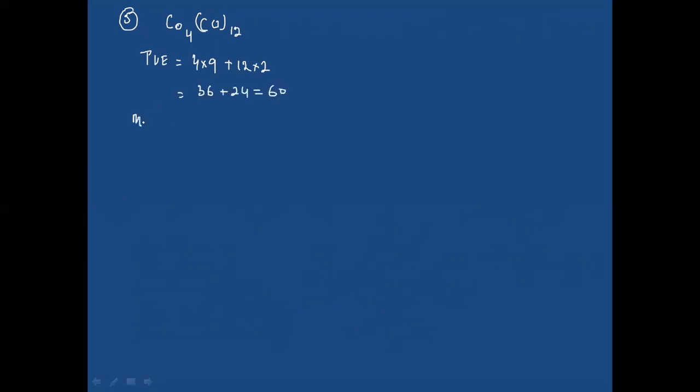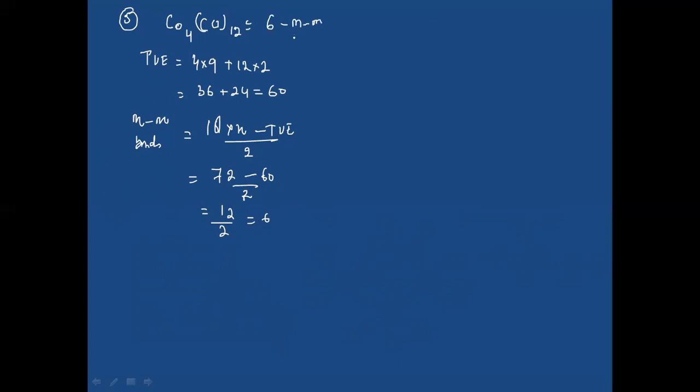So here we have to determine metal-metal bonds. How are you going to determine them? Metal-metal bonds will be equal to (18N minus TVE) divided by 2. N over here is 4. 18 into 4 is equal to 72, minus 60, divided by 2. So this will come out to be 12 by 2, that is 6. So in this compound, there are 6 metal-metal bonds.